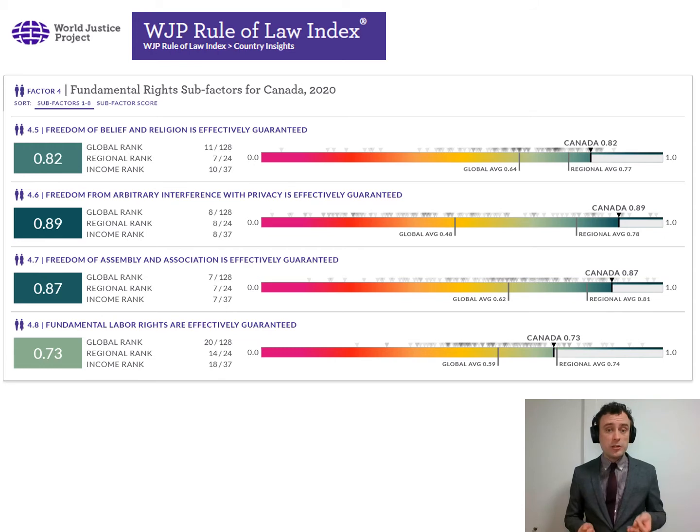But the issue of fundamental labor rights is another area where Canada doesn't perform as well, with a rank of 20th out of 128. The overall picture, though, if we take all 8 of these areas together, is that the protection of fundamental rights in Canada is very strong from a global perspective. And the protection of these rights has been facilitated by the Charter of Rights and Freedoms.